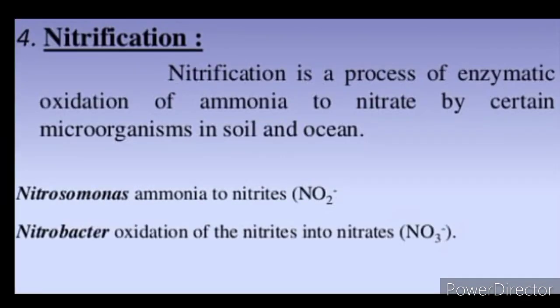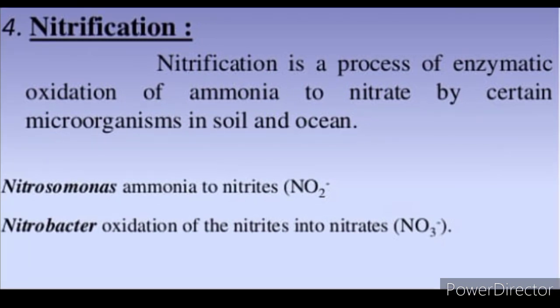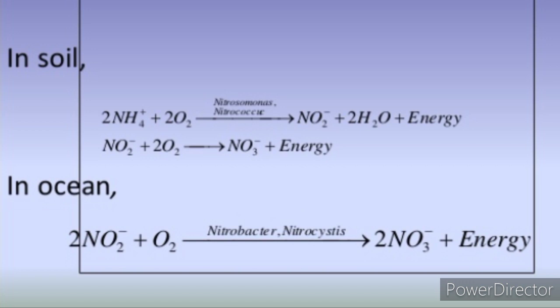Step 4 of the nitrogen cycle is nitrification. Nitrification is a process of enzymatic oxidation of ammonia to nitrate by certain microorganisms present in soil and ocean. Nitrosomonas converts ammonia to nitrites. Nitrobacter oxidizes nitrites into nitrates.